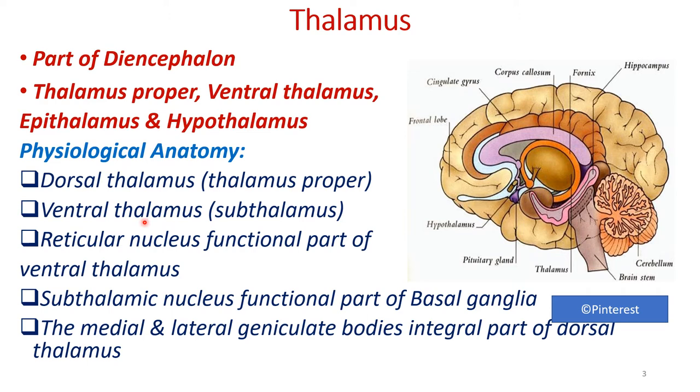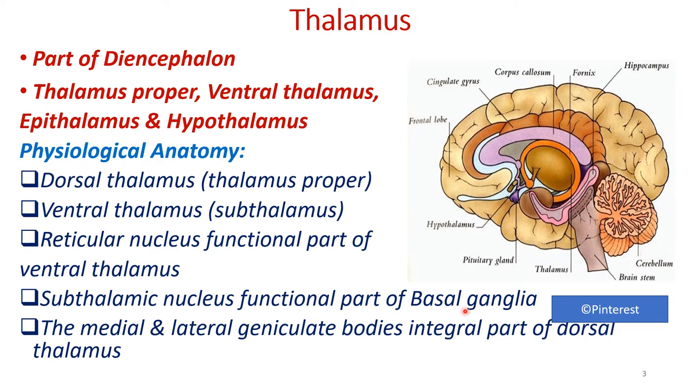Now earlier, what was called ventral thalamus is now called subthalamus. So when we say subthalamus, previously it was known as ventral thalamus. Then we have the reticular nucleus of the thalamus, which is functionally a part of the ventral thalamus, but it is a component of the thalamus. Functionally, it is a part of the ventral thalamus or the subthalamus. Then the subthalamic nucleus is studied along with the basal ganglia, as functionally it belongs to the basal ganglia, although it is named subthalamus, previously ventral thalamus.